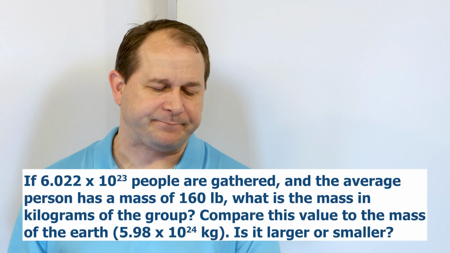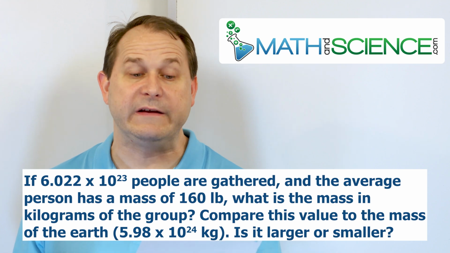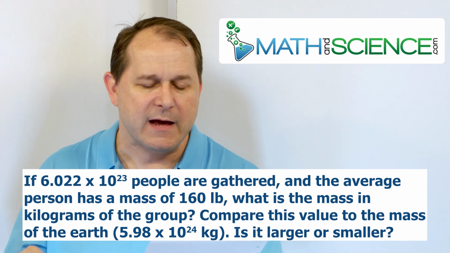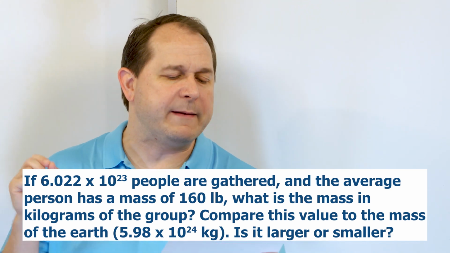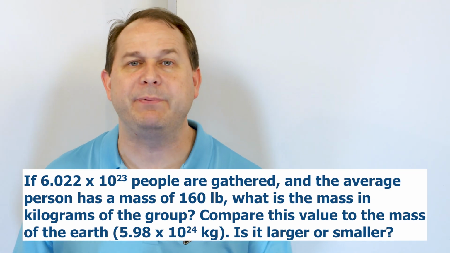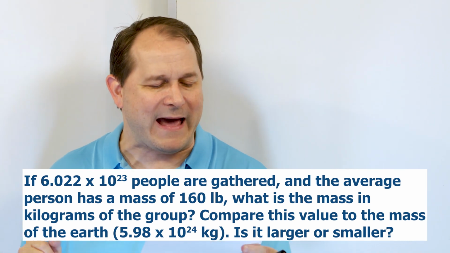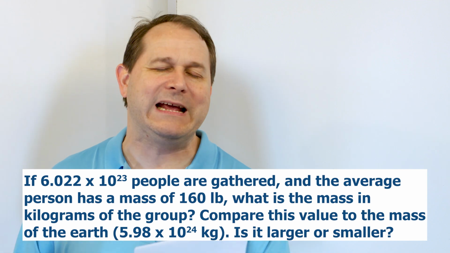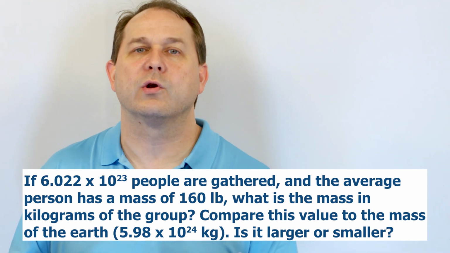The problem says, if 6.022 times 10 to the 23rd people are gathered, and the average person has a mass of 160 pounds, what is the mass in kilograms of that group of people? That's a question. Next part of the question, compare this value to the mass of the Earth, which is 5.98 times 10 to the 24th kilograms. Is it smaller or larger?